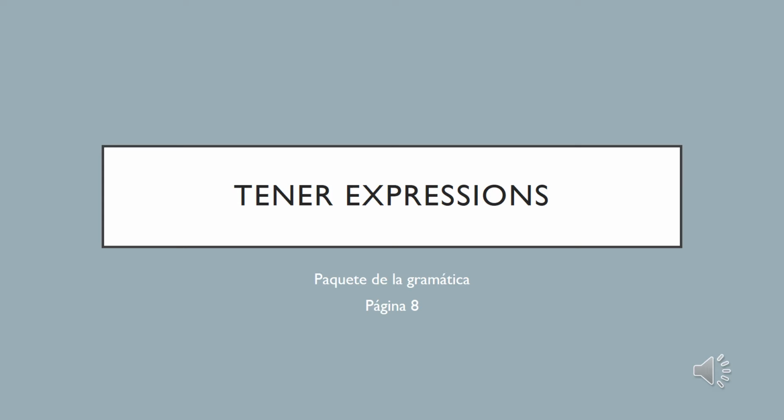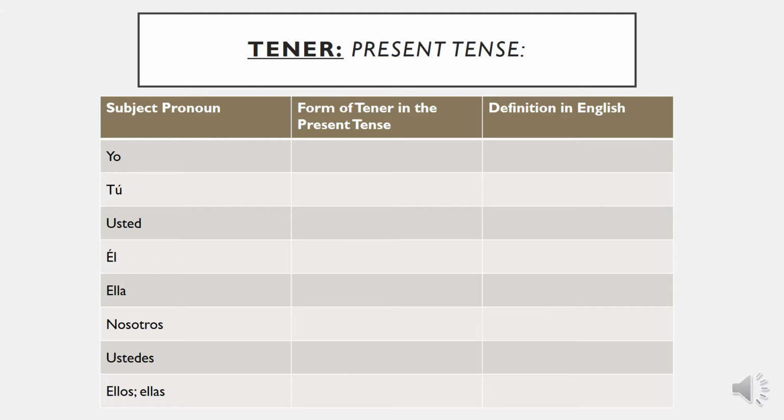So in this section of notes, we're going to look at the different forms of tener that we're going to need to know throughout the year. So we're going to look at the present tense, the preterite tense, the imperfect tense, and the future tense. And those are the 4 tenses we're going to focus on during the school year this year.